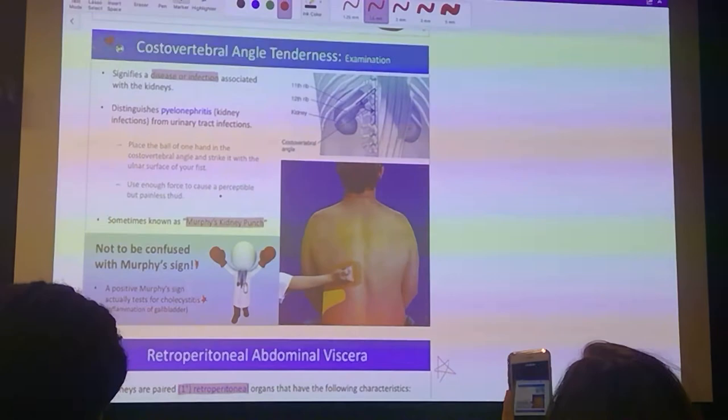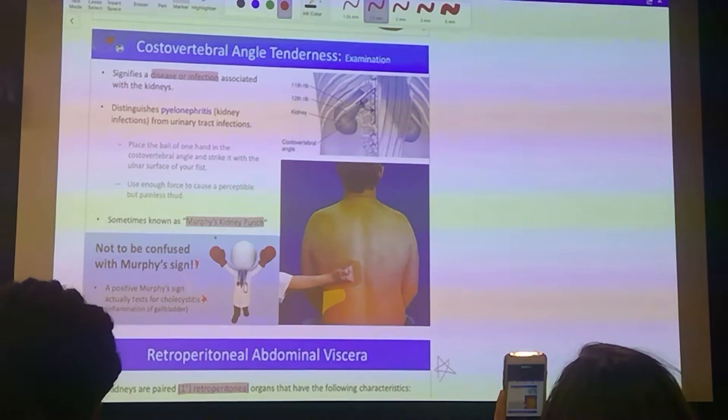Okay. So Murphy's punch is for costovertebral angle tenderness. And then Murphy's sign is for cholecystitis.